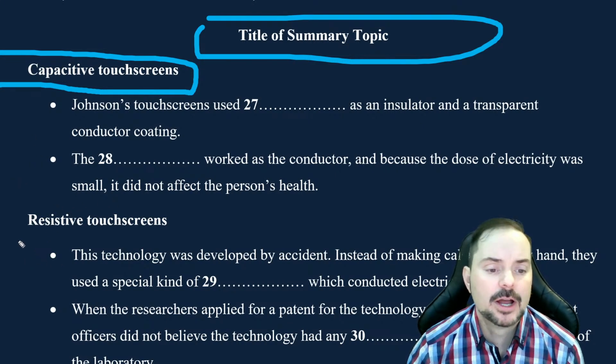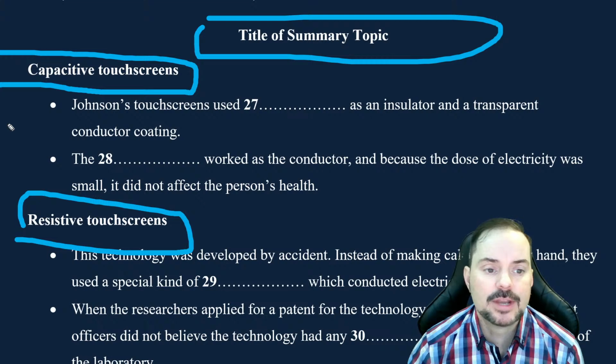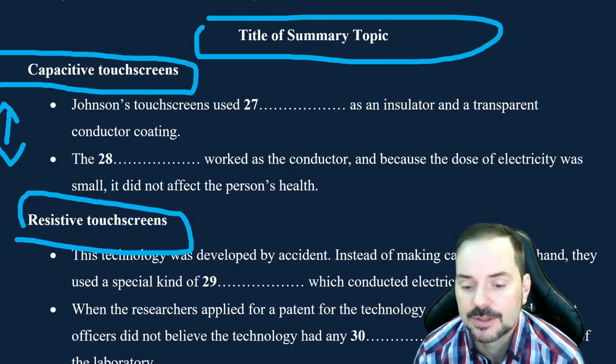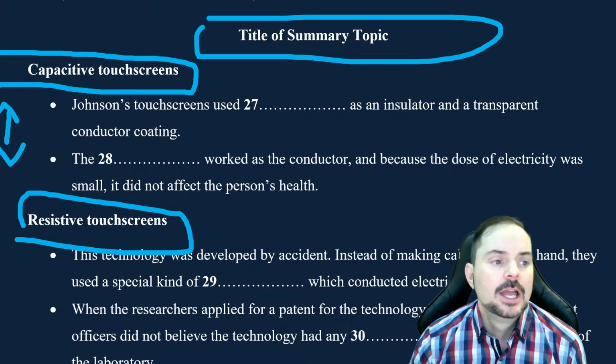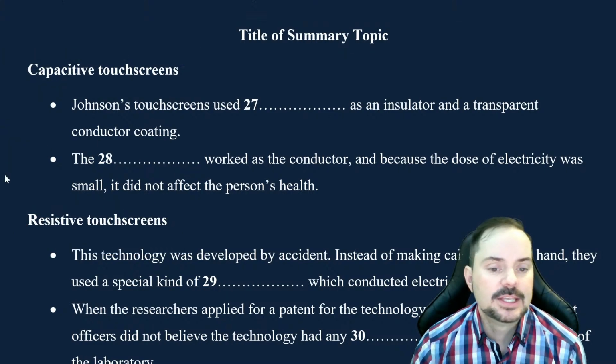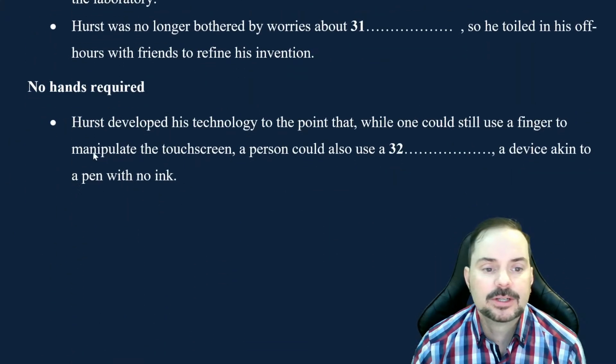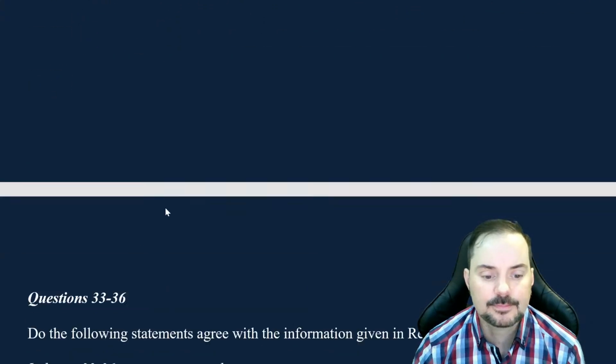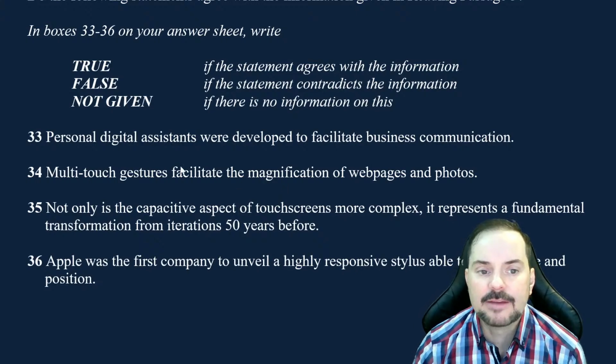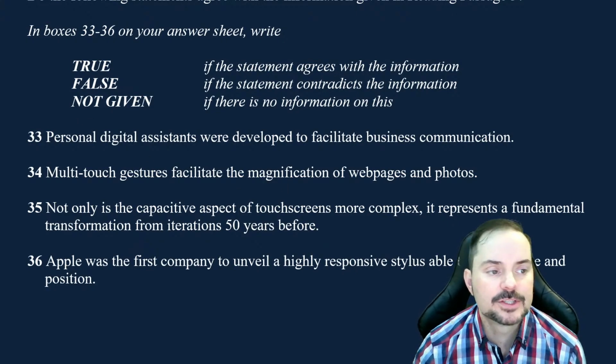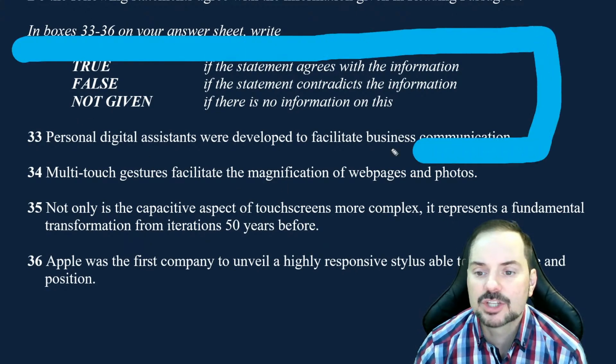We've got resistive touchscreens. So now we know that we've got 2 types of touchscreens that we're dealing with in this reading passage. And we can see that we've got some more topics here. No hands required. Okay, that's good. Ooh, and then the infamous true, false, not given type question.